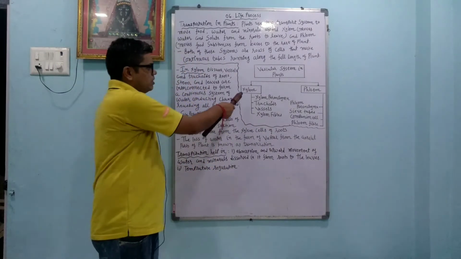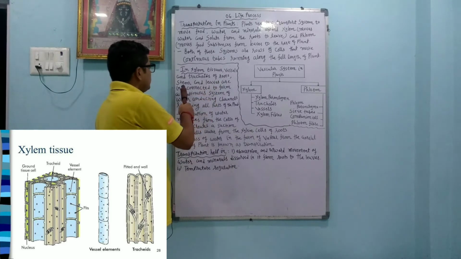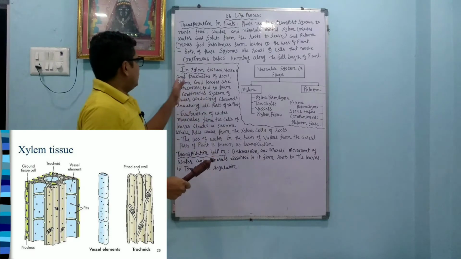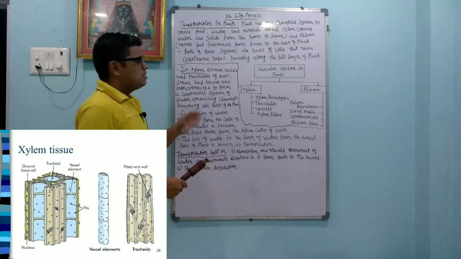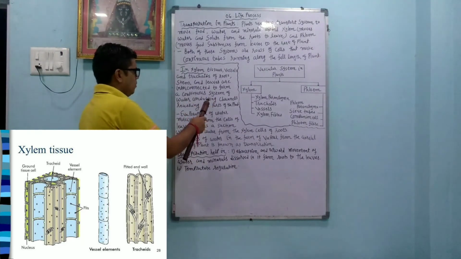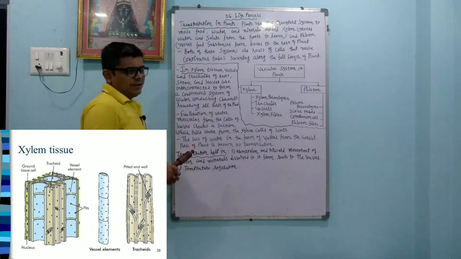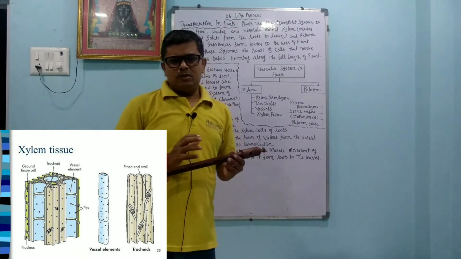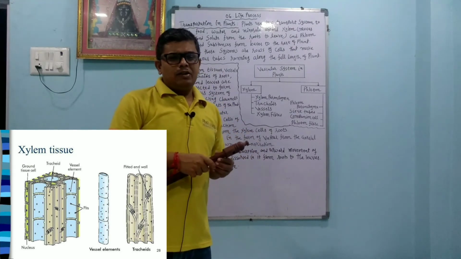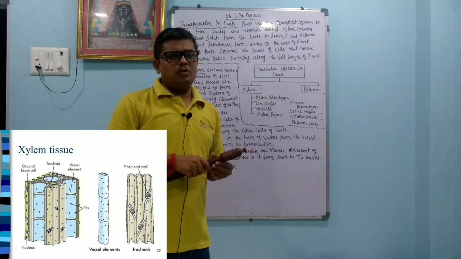Dear student, we are going to learn first about xylem. In xylem tissue, vessels and tracheids of root, stem and leaves are interconnected. They are interconnected to form a continuous system of water conducting channels reaching all parts of the plant. So all come together, tracheids, vessels and the leaf, and they make one channel to bring water to the different parts of the plant.